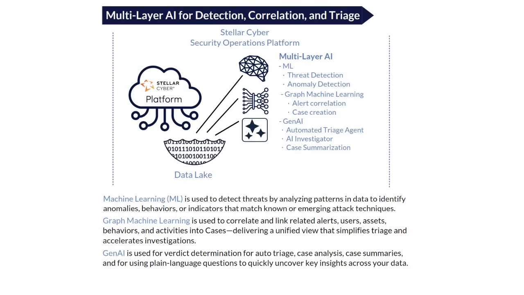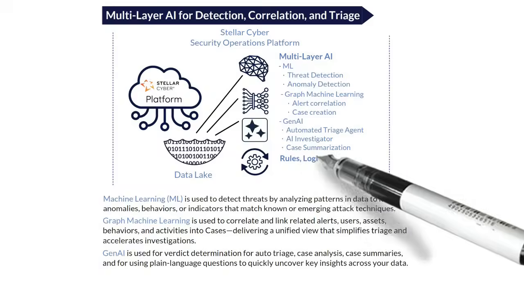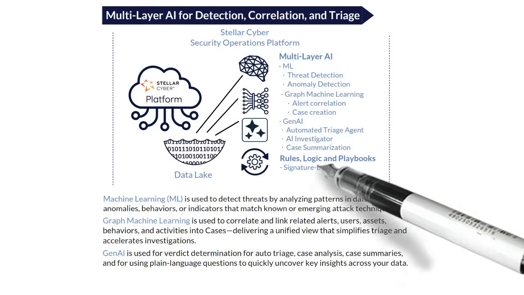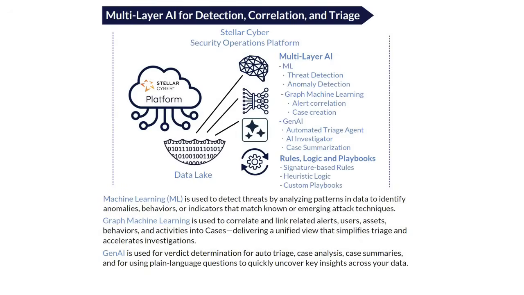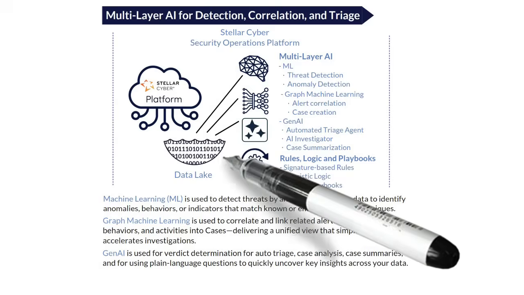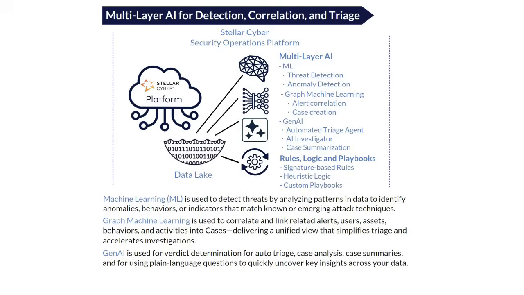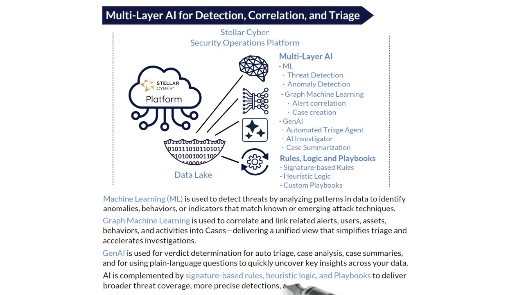The Stellar Cyber platform also includes rules, logic, and playbooks, including signature-based rules, heuristic logic, and custom ATH playbooks. AI is complemented by signature-based rules, heuristic logic, and playbooks to deliver broader threat coverage, more precise detections, and automated response.